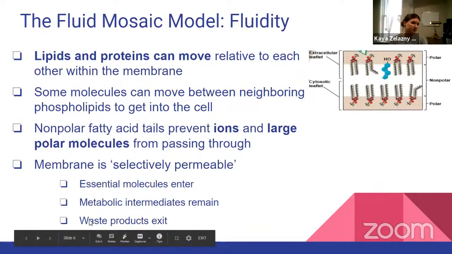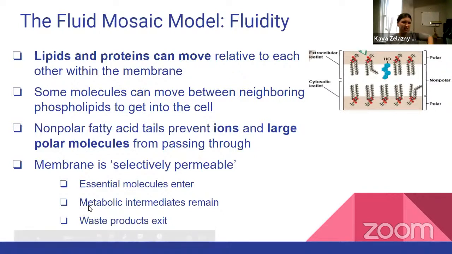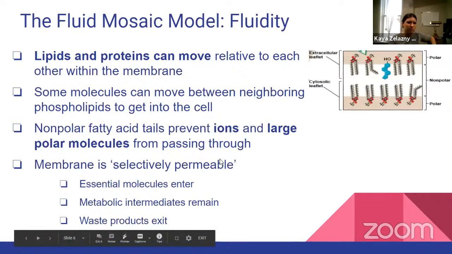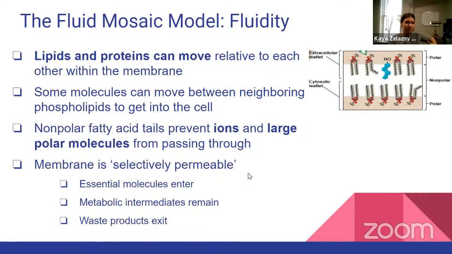But we want stuff to leave the cell, right? We might want signals to leave, but we're also going to want our waste products to exit the cell. So we're going to need to be able to control what goes in and out. The first step of that is this membrane that blocks ions and large polar molecules from going through, but we're going to allow small nonpolar things to get through because they can squeeze through this nonpolar layer.